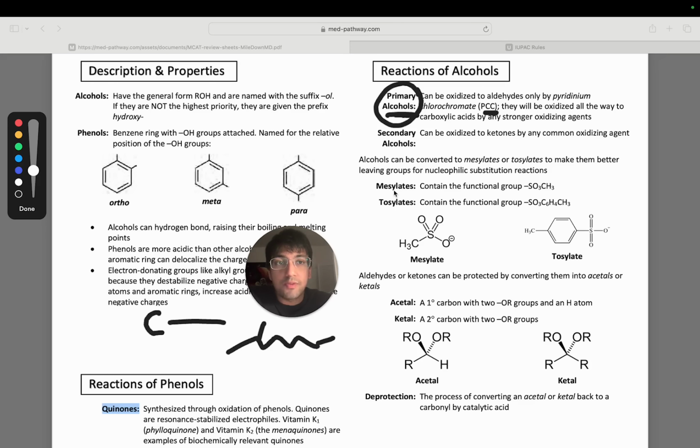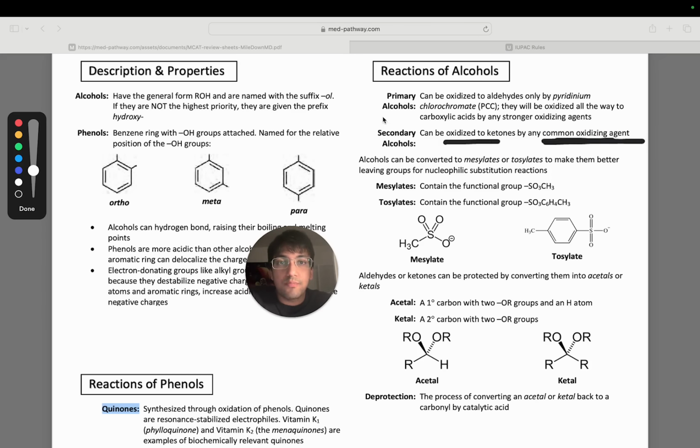That's a primary alcohol. Now, secondary alcohols, you should know, are able to be oxidized to ketones, not aldehydes, and they're able to be oxidized to ketones by any common oxidizing agent. Okay, primary alcohols only by PCC.